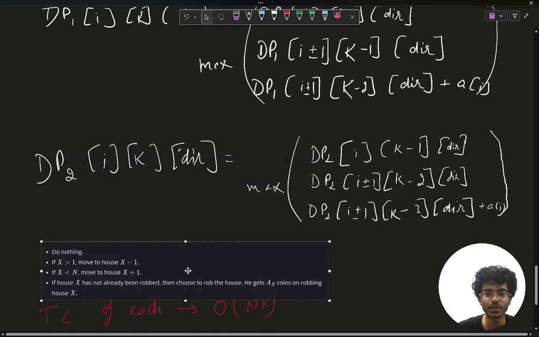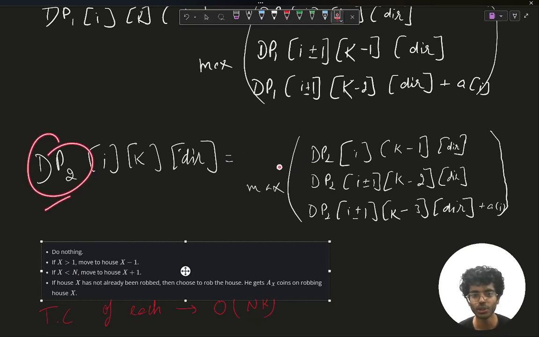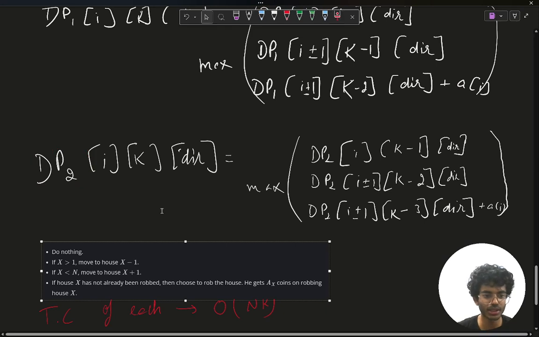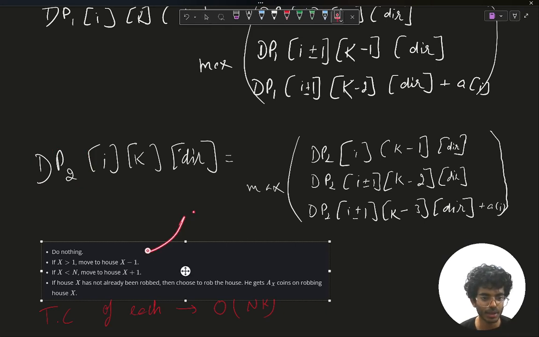Now let's see what happens if we are having a round trip, so DP2. So again, let's see the first thing. First thing is we do nothing, right? If we're doing nothing, it would be simply DP2 of i, k minus 1 and direction, whatever it is. Otherwise, we'll be going to either left or right. So DP2 of i plus minus 1.